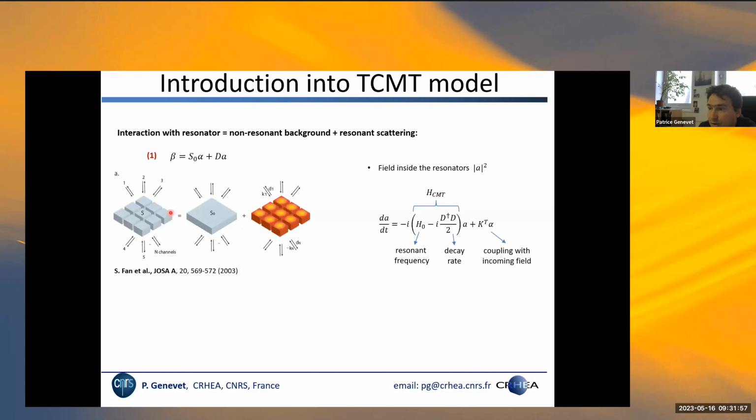And so what I'm going to do here is use the trick that has been proposed by Professor Shanhui Fan in this JOSA B paper, where you describe one of these resonant metasurfaces or resonant nanophotonic systems by considering the output channels connected to the input channels via a non-resonant background that interferes with the actual resonantly scattered light from each of the resonances of this nanophotonic system.